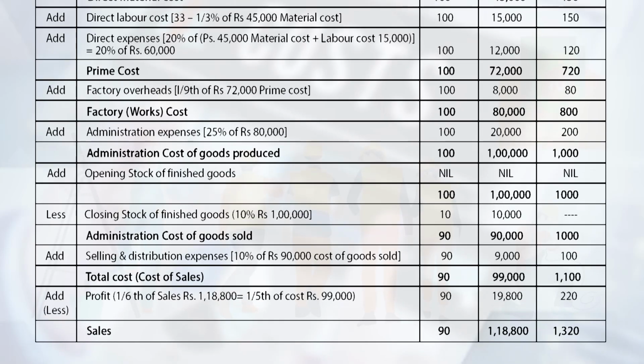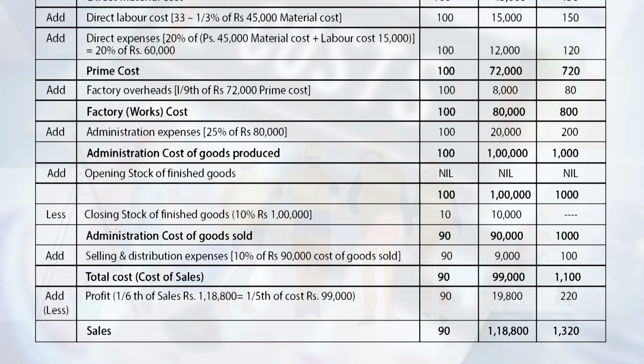In administration cost of goods sold, add selling and distribution expenses, which is 10% of 90,000 cost of goods sold. The amount comes to rupees 9,000 and per unit cost comes to rupees 100. It will give us total cost of sales, which is 99,000, and per unit cost of sales is 1100.